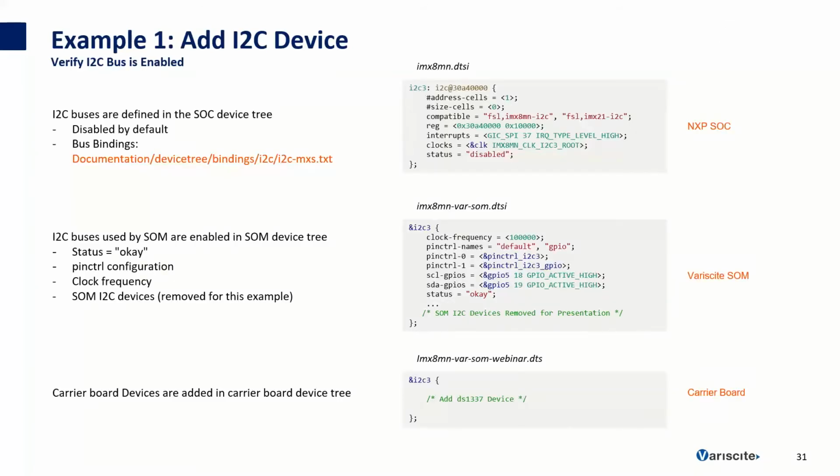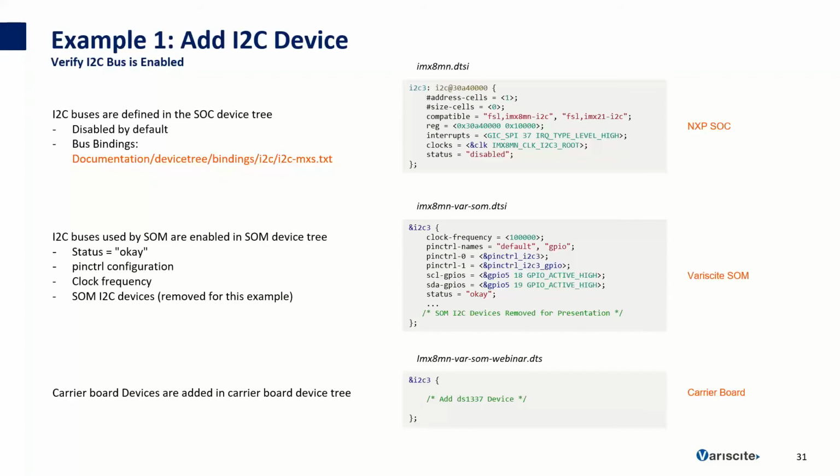Okay, so as I mentioned, the first thing we should do is just verify that the I2C bus is enabled. Looking at the top here, we can see in NXP's SoC device tree file, IOMUX8mn.dtsi, that the I2C3 bus node is defined but disabled by default. And then moving down, we can see in Variscite's SOM level device tree file that the device node is enabled, the status is set to OK.